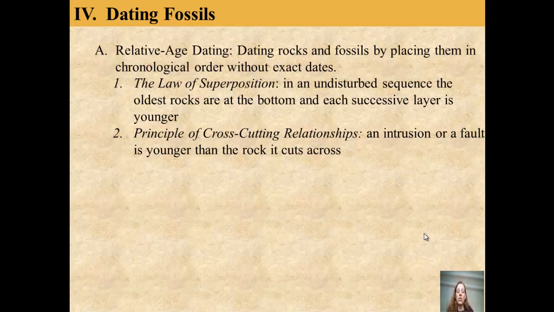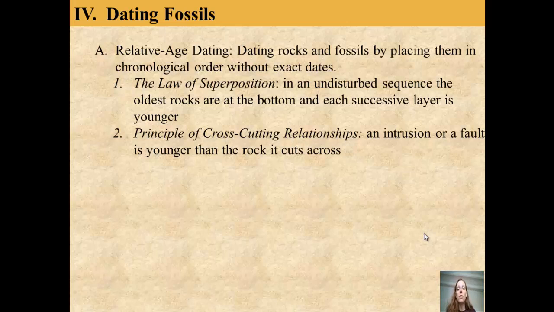So the law of superposition is a law that in an undisturbed sequence, the oldest rocks are at the bottom and each successive layer is younger. So again, if we look at those layers of the Grand Canyon, the layers that are going to be at the top are going to be younger. The layers that are at the bottom are going to be older.